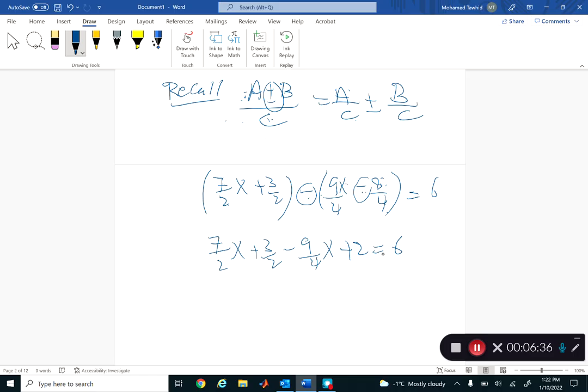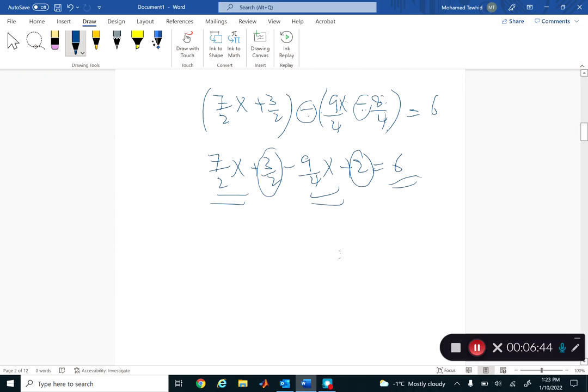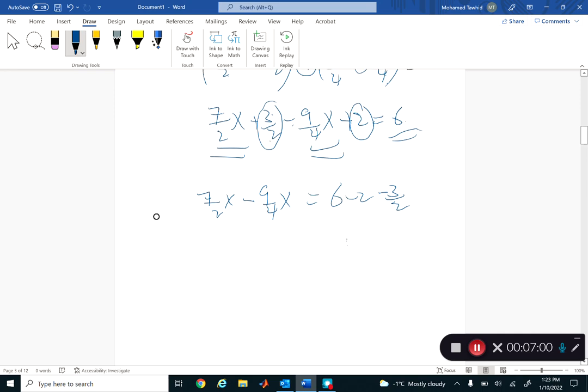And then I'm going to collect the constant terms to one side. The terms that have x, I leave on the left hand side. So here 7 over 2 x minus 9 over 4 x, and here you have 6. Take 2 to the other side, you have negative 2. Take 3 over 2 to the other side, you get negative 3 over 2. Right? I have to simplify this.